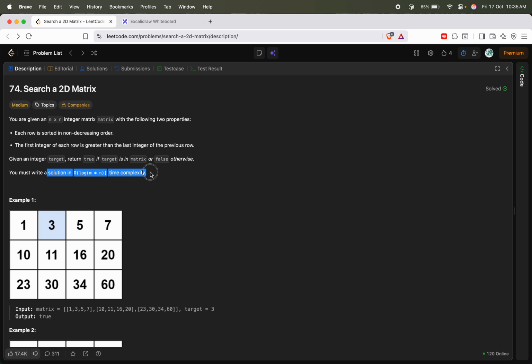if this restriction was not present, then the simple brute force solution would be to iterate through the entire matrix and check whether we have found the target or not. If we found the target, then straight away return true. If we don't find the target, we return false. This approach would take a time complexity of order of m into n, because it has m rows and n columns. We are checking each and every element in the matrix.